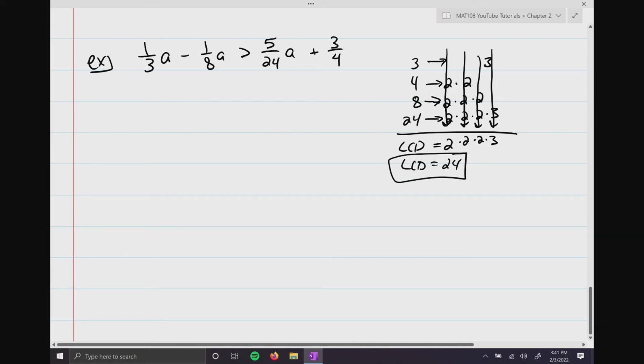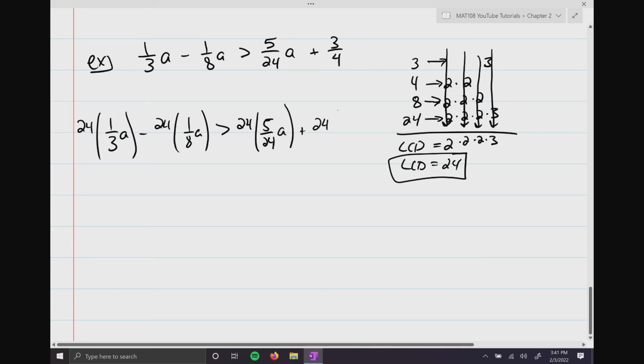Okay? So let's go ahead and let's multiply every single term by 24. So 24 times 1/3 A minus 24 times 1/8 A, which is greater than 24 times 5 over 24 A, plus 24 times 3 over 4.